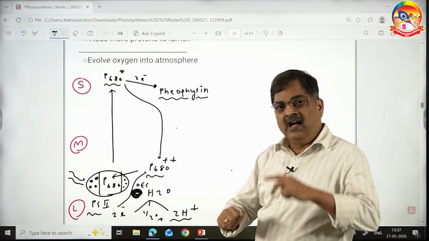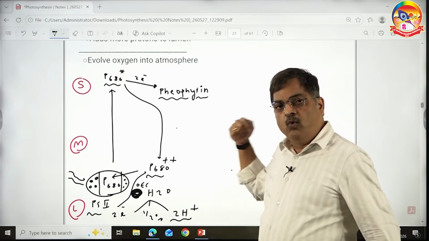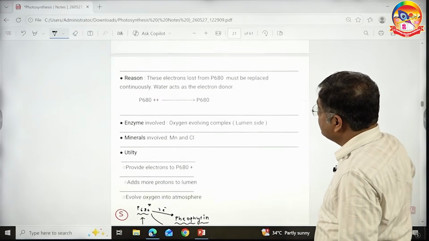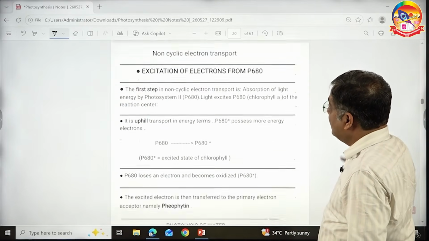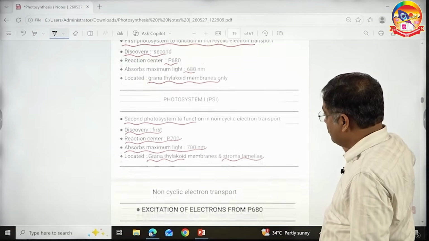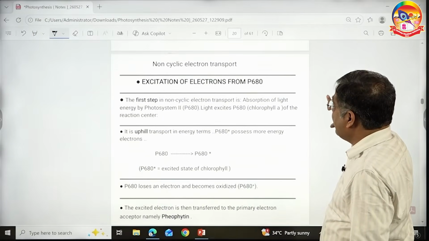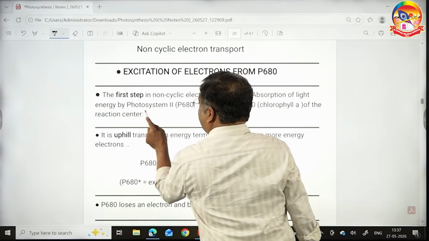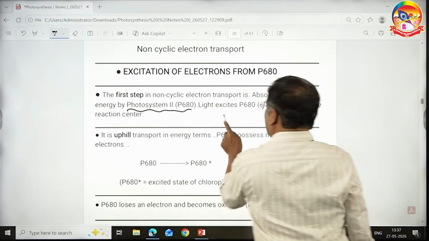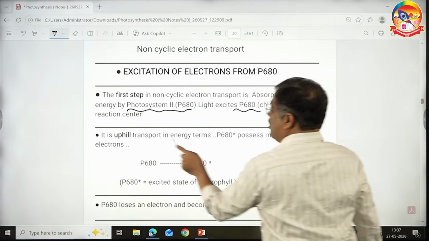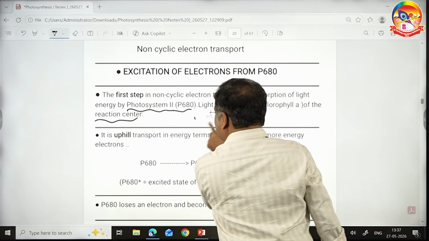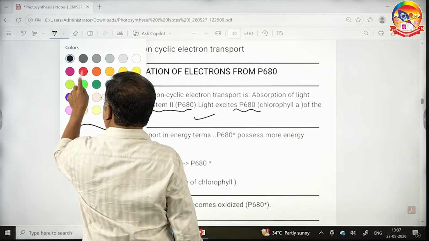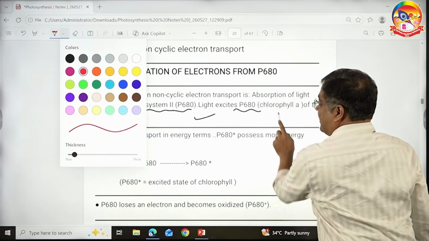I'm going to stop here and go back and see what I wrote with regard to this particular topic. Let me see what I've written here. Chalo, from here. The first step in non-cyclic electron transport is absorption of light by photosystem 2. Light excites P680 of the reaction center. This is totally correct. I'll change the pen to red. All right. Then, what's the next one?